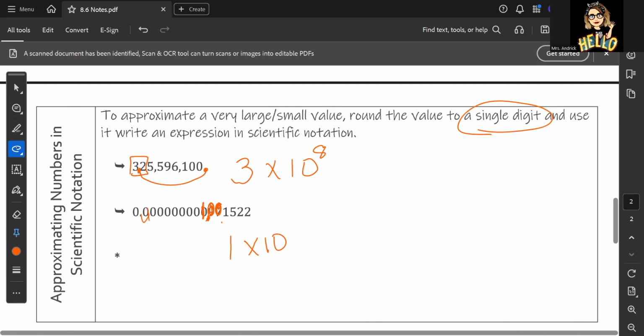And we're moving the decimal place 1, 2, 3, 4, 5, 6, 7, 8, 9 times. And because it's a small number, it's a negative exponent.